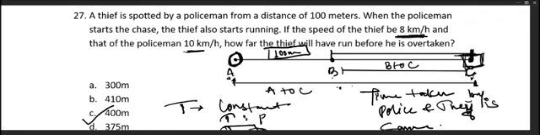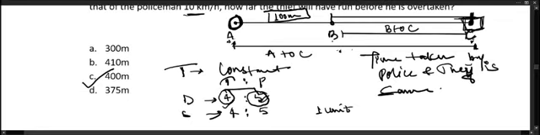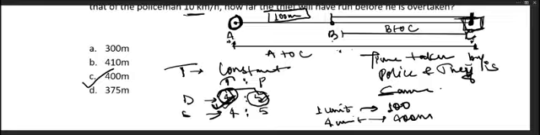And from the above diagram we can see that 1 unit is equal to 100 meters, because the thief has already taken the advantage of 100 meters from the police. So 1 unit is equal to 100 meters, and from the ratio we can see that the distance traveled by the thief is 4 units. So if 1 unit is equal to 100, then 4 units will be 400 meters. Again, 400 meters is the correct answer.